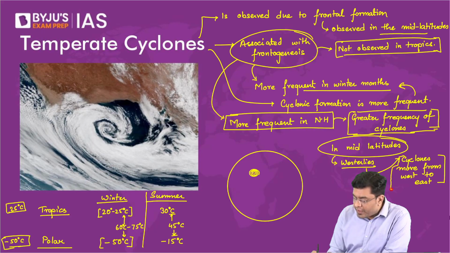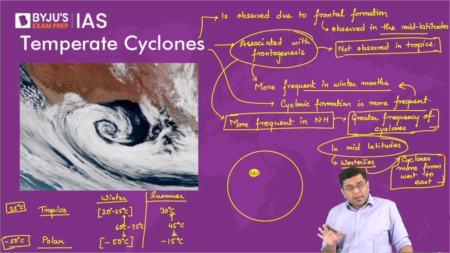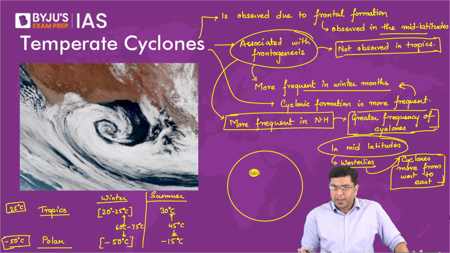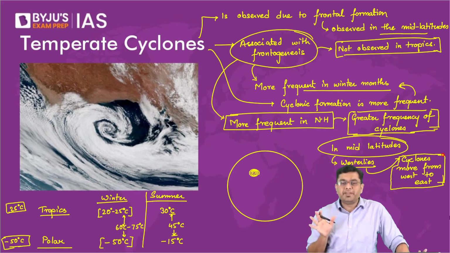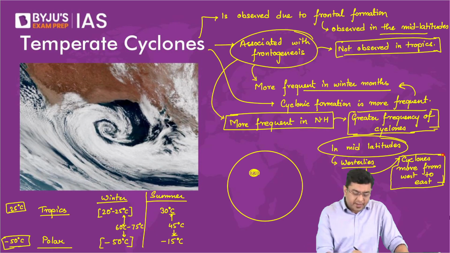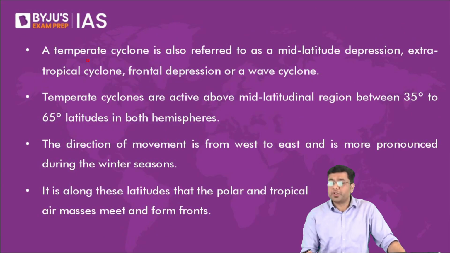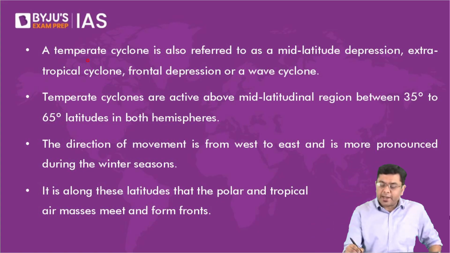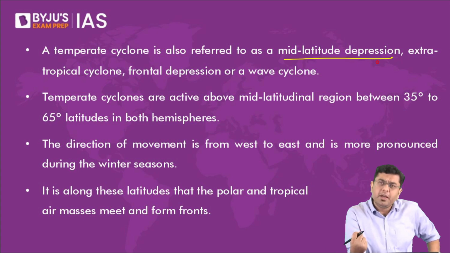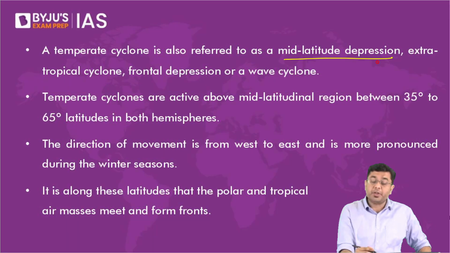Even if you are able to understand these basic portions, that is also sufficient for the general studies questions that appear. Okay, even this much basic, if you are able to understand, more than sufficient. But let us explore more. Let us try to understand more. So a temperate cyclone is also referred to as a mid-latitude depression. Depression refers to a kind of a low pressure. So because a cyclonic circulation is created due to low pressure, hence mid-latitude depression.